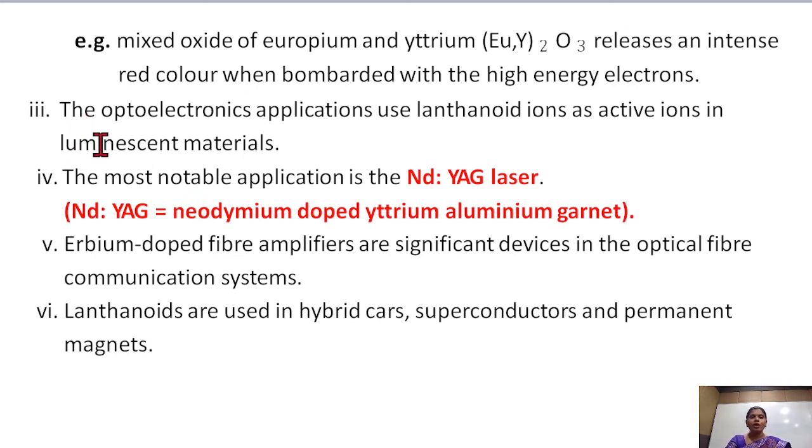Third, the optoelectronics applications use lanthanoid ions as active ions in luminescent materials. The most notable application is the laser. This Nd:YAG laser is neodymium doped yttrium aluminum garnet. This is an application of the lanthanoids.